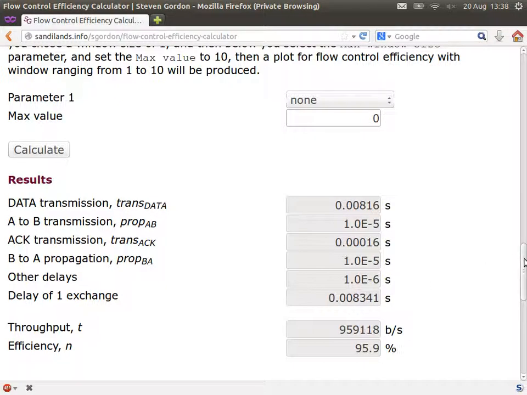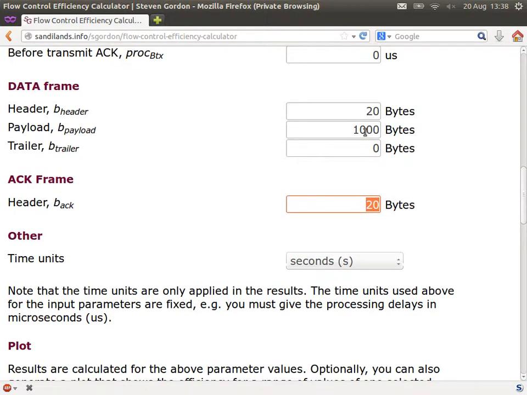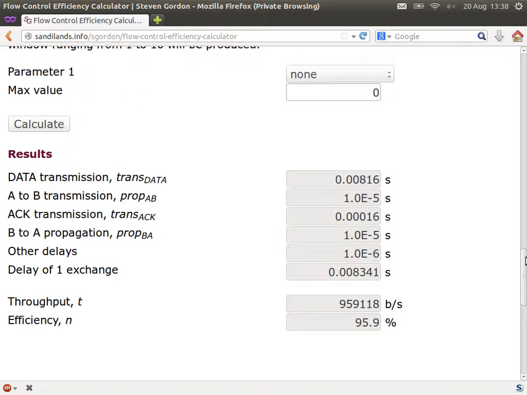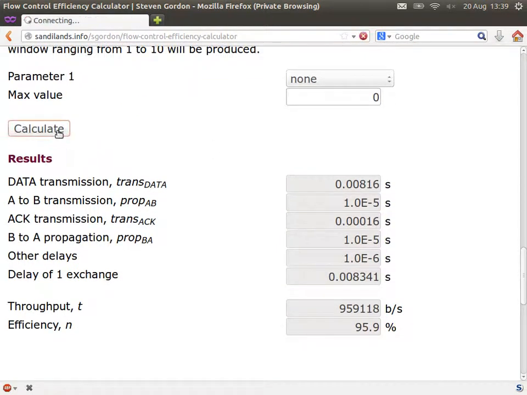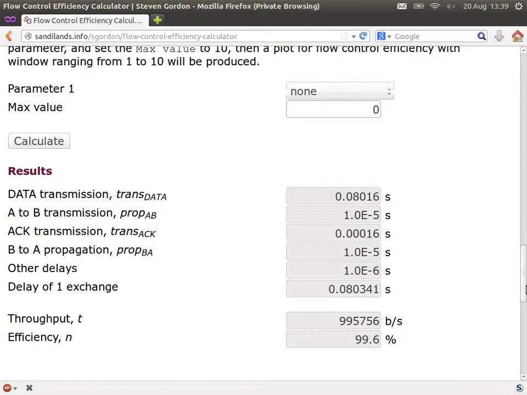Let's change some values and see what we get. Everything the same, but change our payload to be larger. Let's make it 10,000 bytes instead of 1,000 bytes. Calculate. Let's hope my internet works. Come on. There's a long delay to the server. And down the bottom, efficiency is now up to 99.6%.